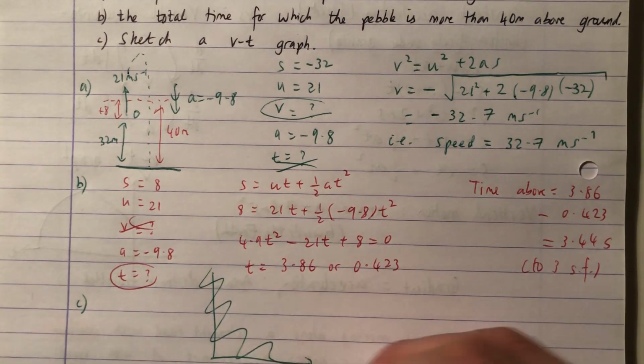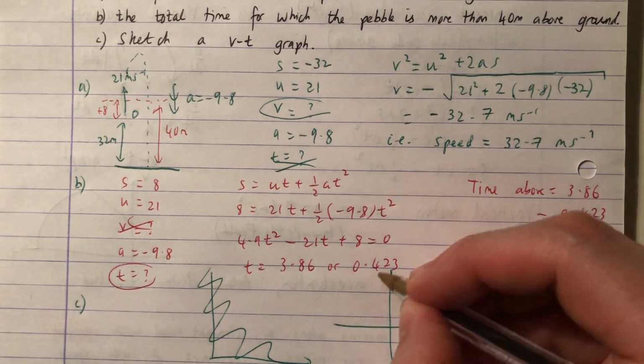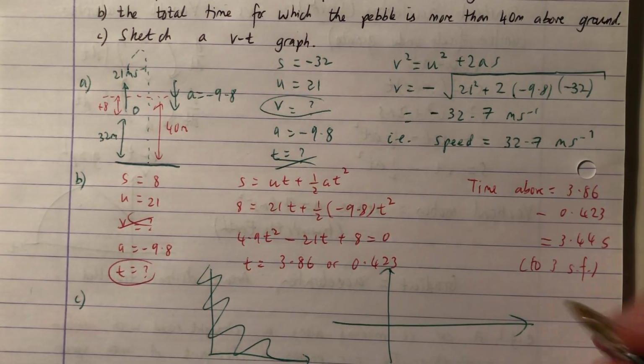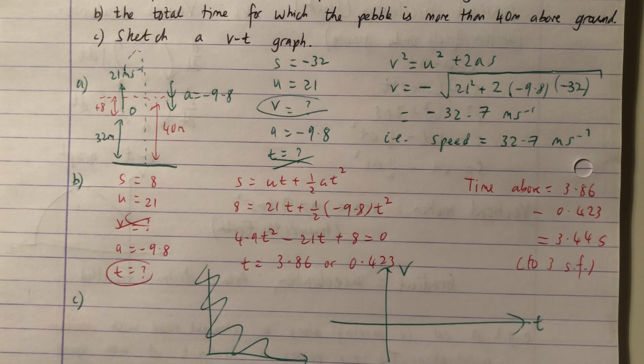Already made an error. The velocity-time graph is going to go negative for the velocity-time graph, TV.